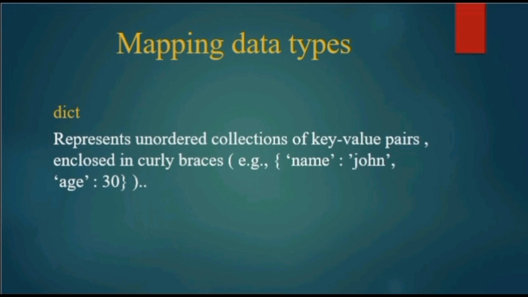Unlike lists or tuples, dictionaries are not based on positions. You don't get items using index numbers like 0 or 1. Instead, you get values using the keys, like person and name to get John.